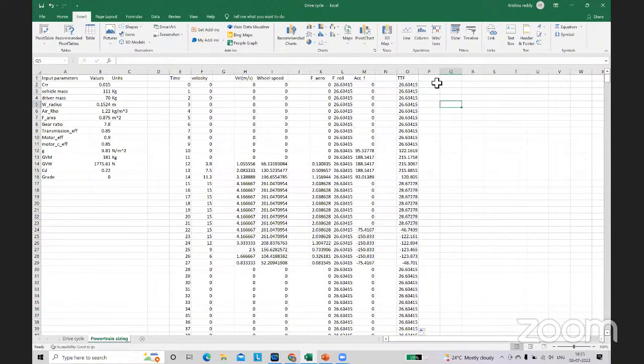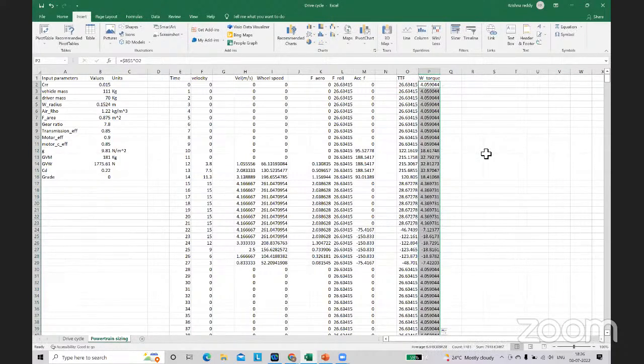So to calculate the wheel torque, I need to multiply the total tractive force with the wheel radius. For the wheel radius, I need to add a dollar symbol before B and after B. Say enter. Yeah, so this is the wheel torque required. So we got to know the wheel speed and the wheel torque here. Now we can calculate, by knowing the gear ratio, the motor speed and the motor torque.